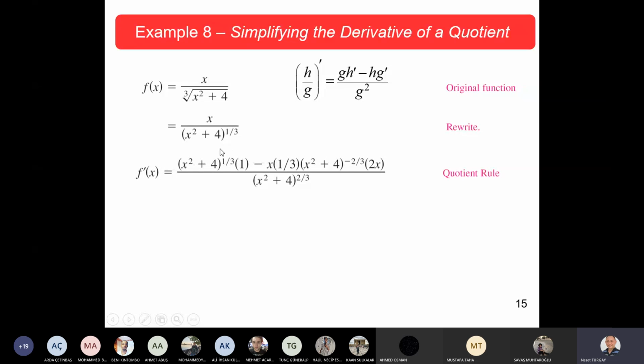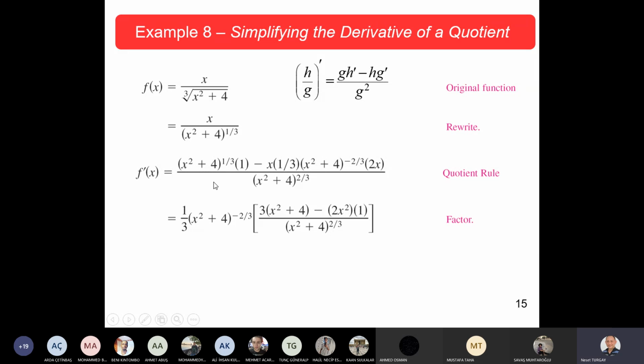You okay with this? Anyone has a question? No. Okay. Now we should continue with g squared. So g was this. If you square this, it will be this guy to the power 2 over 3. After that, you just keep on the calculations here.